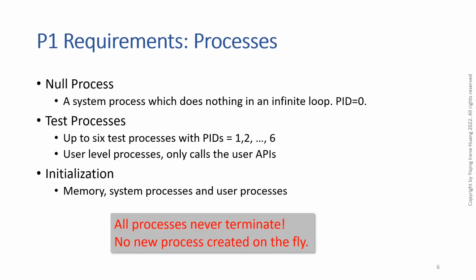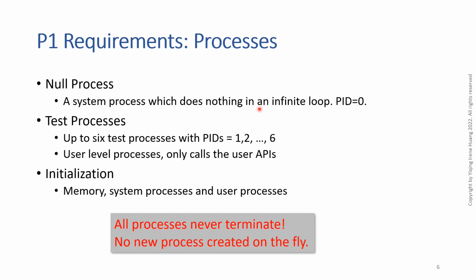Another part of the P1 requirement is to write processes. You're going to create 7 processes. One is a null process, the other 6 are test processes. The null process is a system process which has a reserved PID of 0. It does nothing in the infinite loop.